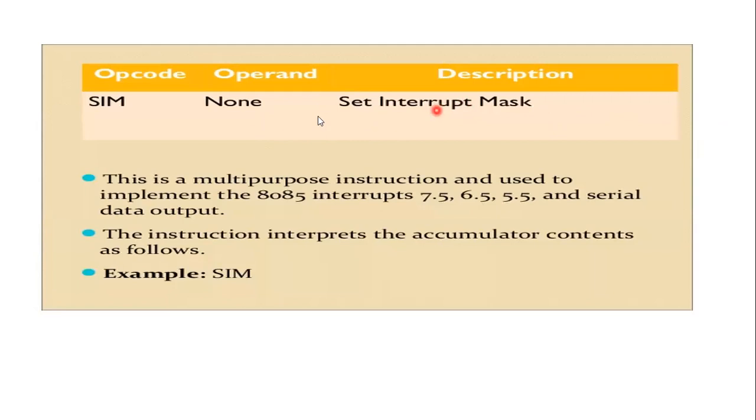Then set interrupt mask, SIM. This is a multi-purpose instruction used to implement the 8085 interrupts 7.5, 6.5, 5.5 and serial data output. The instruction interprets the accumulator content. So the example is SIM.